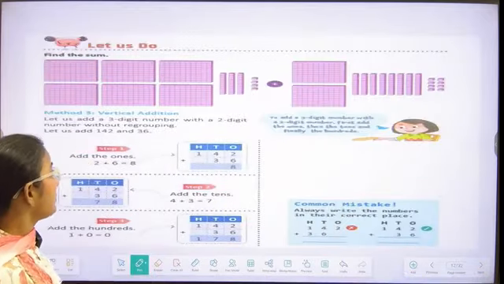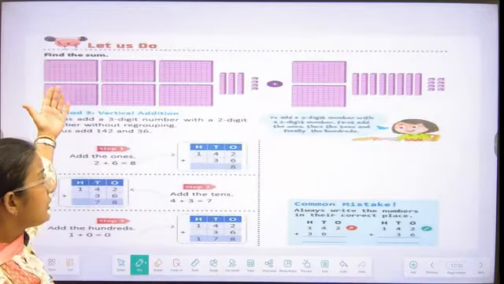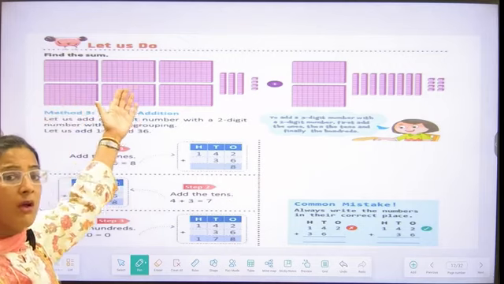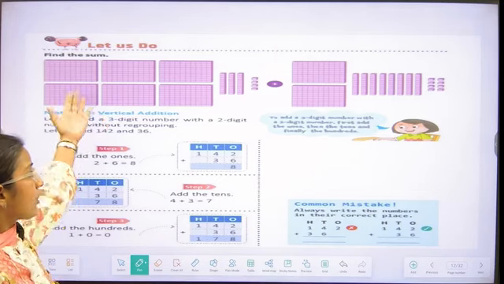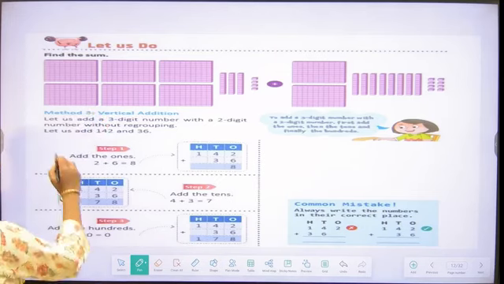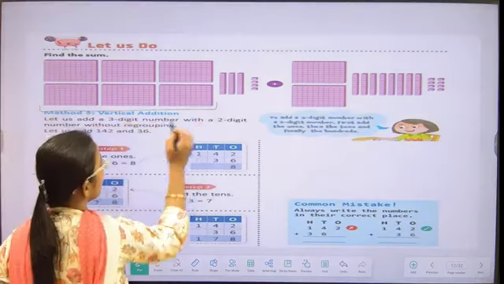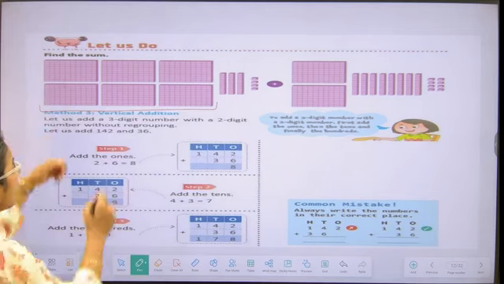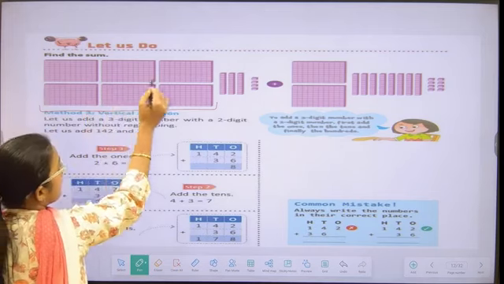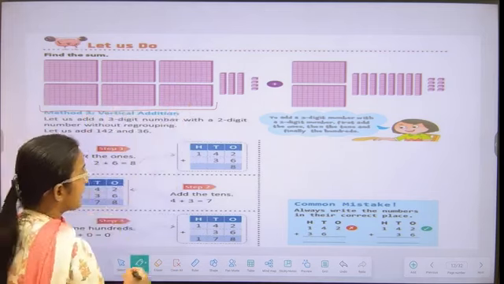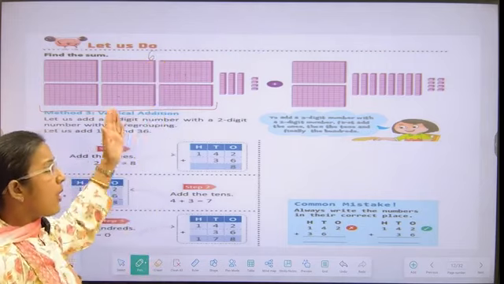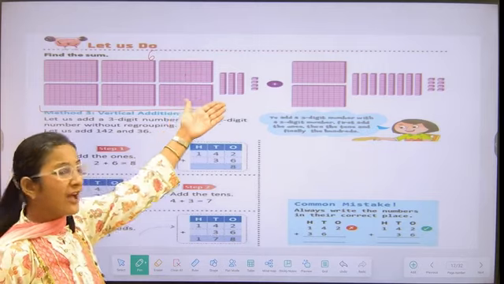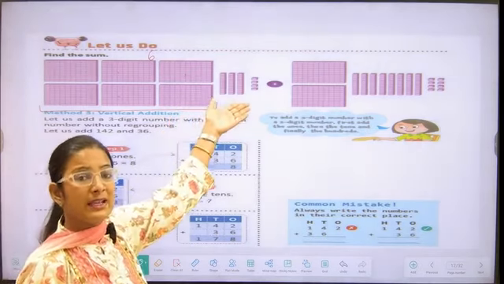Now we are going to understand addition with the help of blocks, students. Let's see the example. How many hundred blocks are we having, students? We are having 1, 2, 3, 4, 5, 6. So we can say that we are having 600 blocks. Now we have to see the tens blocks.